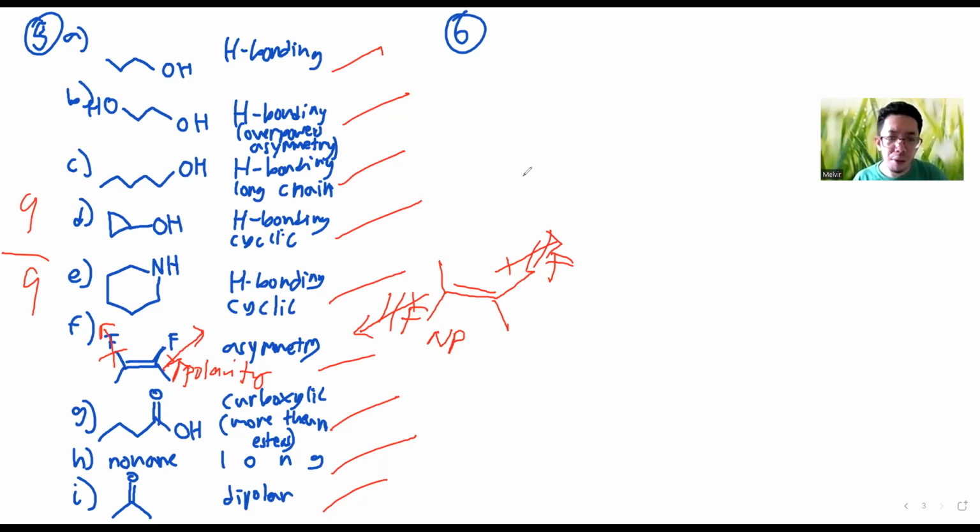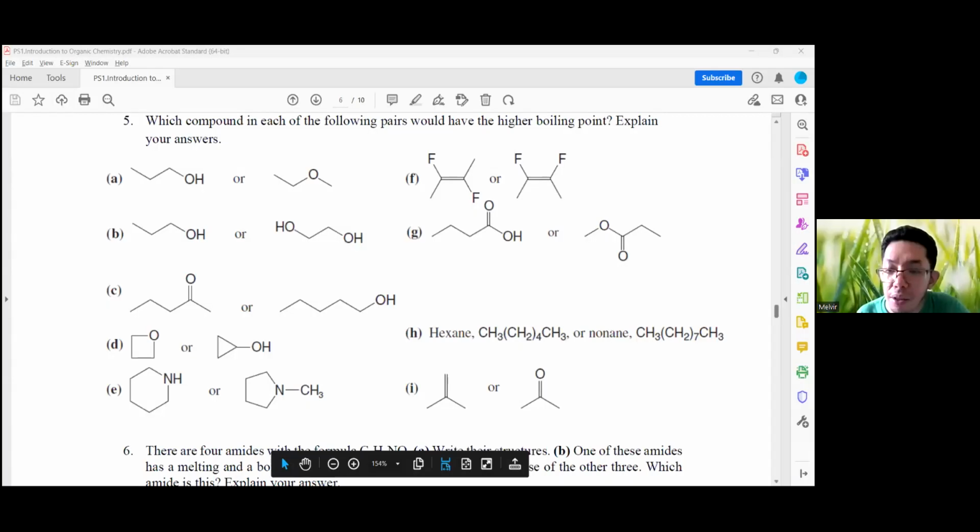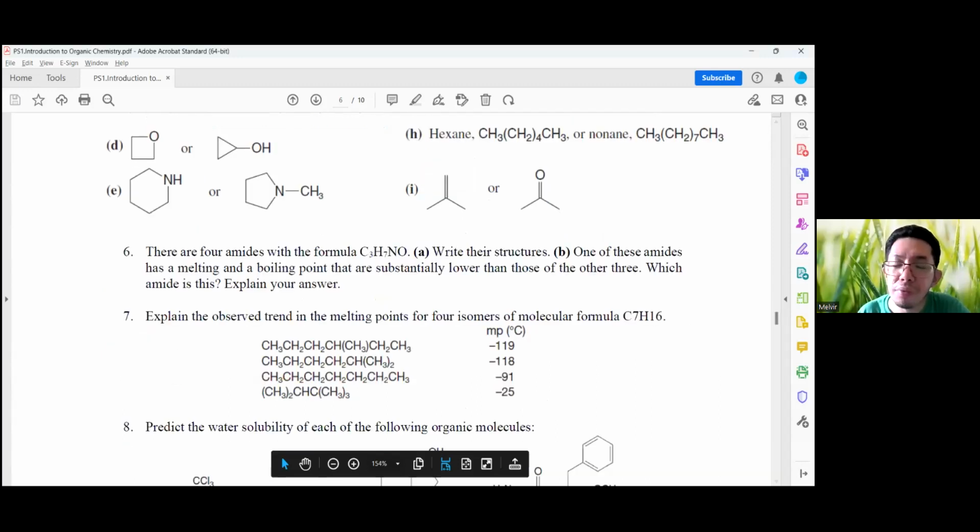Okay, we can now proceed with number 6 and 7. Magkaka-relate din naman yung 6 and 7. Boiling point pa rin and melting point. So, share ko lang ulit yung screen ko. Dyan siya. Yan. So, for number 6, ito yung tanong.